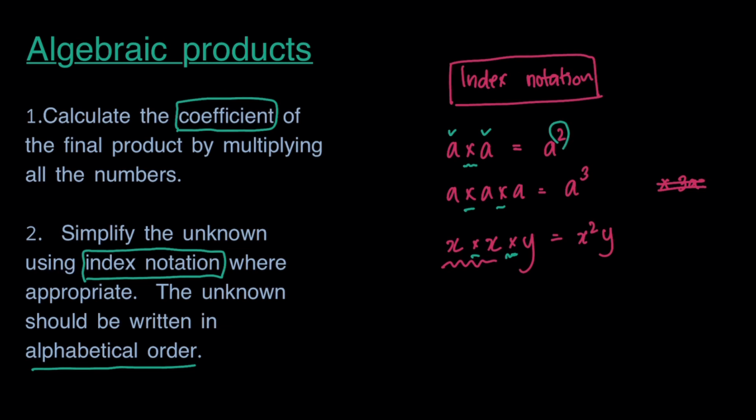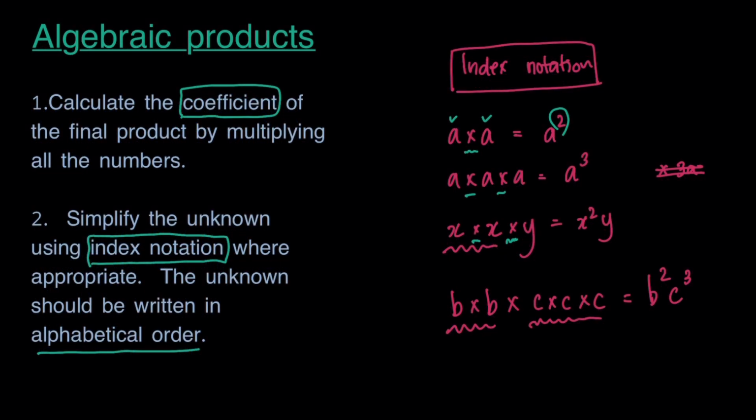So let me show you a few more examples. If I have b times c times c times c, this is b squared because you're multiplying b twice, and c cubed because there are 3 c's that I'm multiplying. If I have m times m times m times m times n, then this will equal m to the power of 4 and n to the power of 2.